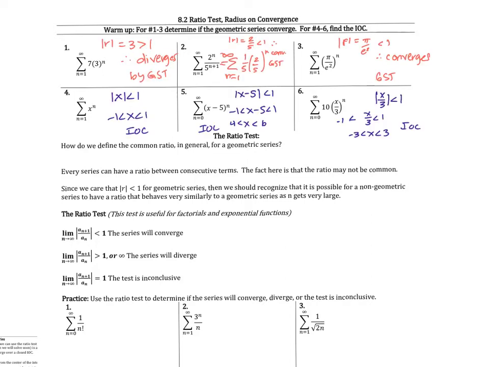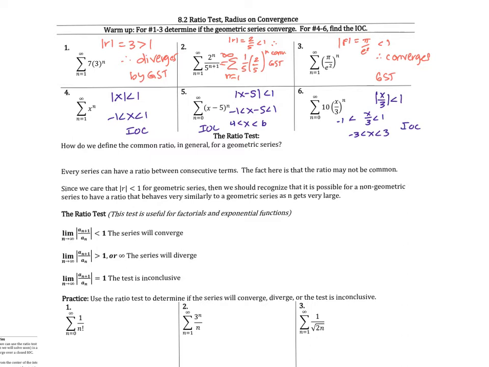All right, so the top 3 problems, we're identifying that R value, we're talking about how it relates to 1. Is it greater than 1? Is it less than 1? And that helps us identify if it converges or diverges by GST. And then on the bottom 4 problems, we have variables with our ratio. So we're identifying which x values create a ratio that will converge, and we're identifying that interval of convergence. So that was a little bit of review.